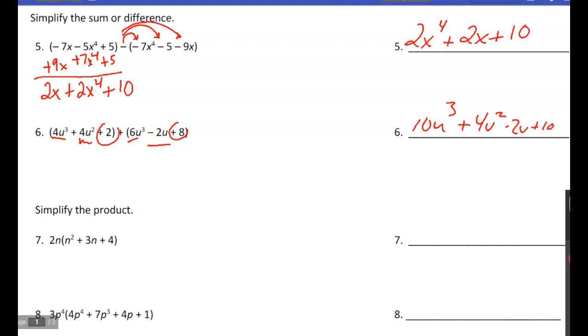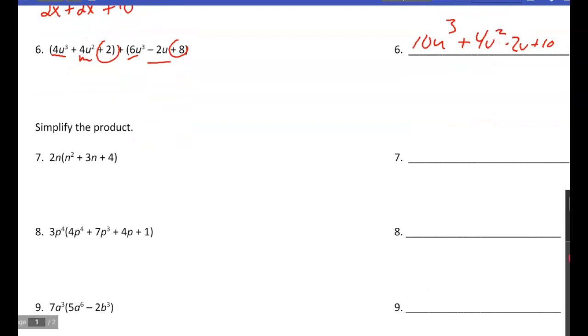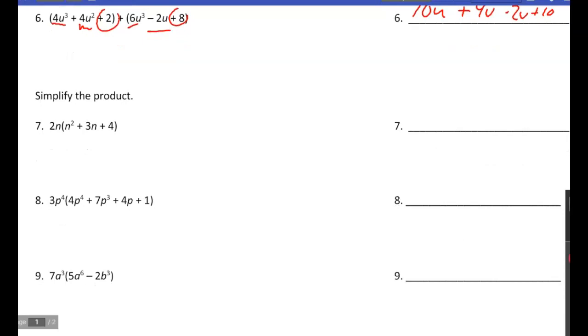Simplifying the product. Now we're switching to multiplication. I'm just multiplying everything here. So 2n times n squared is 2n cubed. 2n times 3n is 6n squared. And 2n times 4 is 8n. I'm going to pick up the pace here a little bit on some of these because they're all kind of the same.